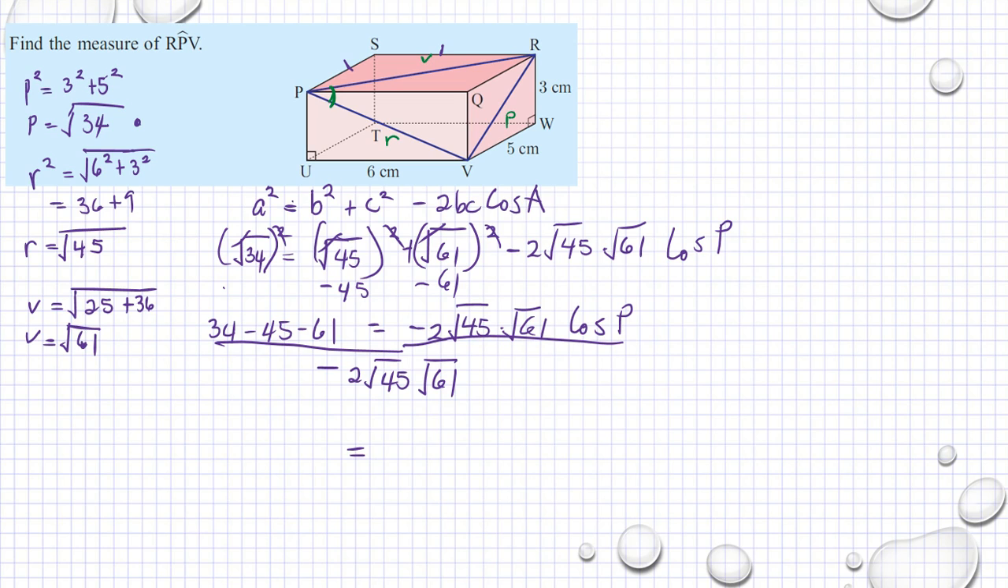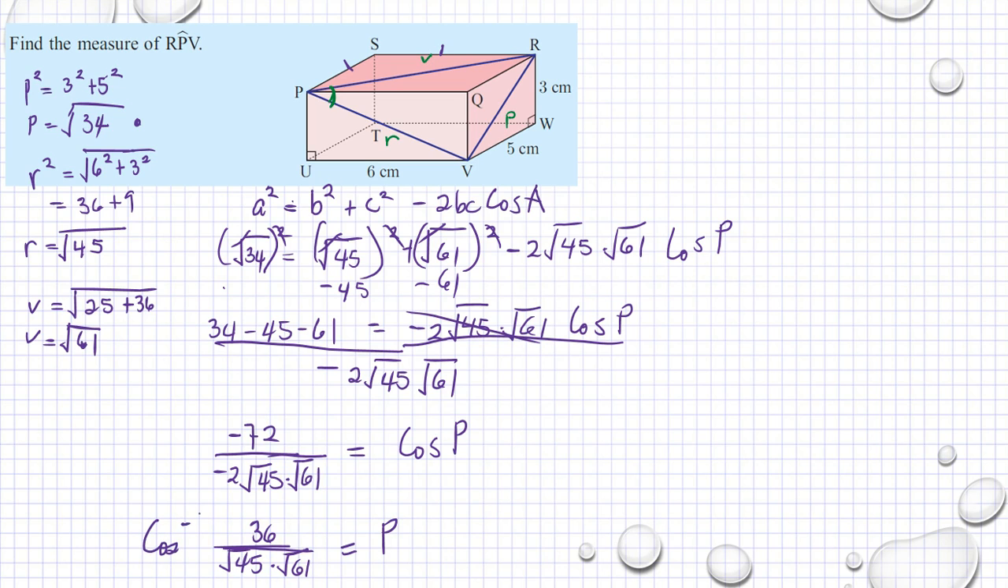That is negative 72. So we have negative 72 divided by negative 2 square root of 45 times the square root of 61. This will become 1 now. And then 72 divided by 2 is 36, I hope. Okay, divided by square root of 45 times square root of 61 is equal to, this is now our cosine p. So our p now is arc cosine, the whole thing here.